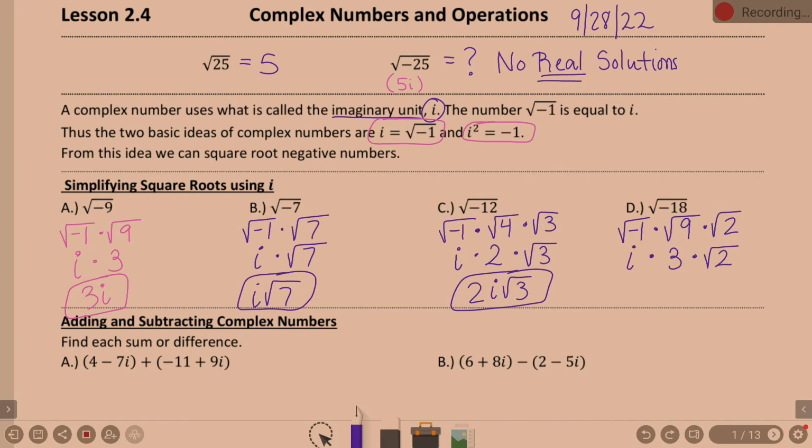Square root of 2. So what is i times 3 times square root of 2? 3i square root of 2. Okay.